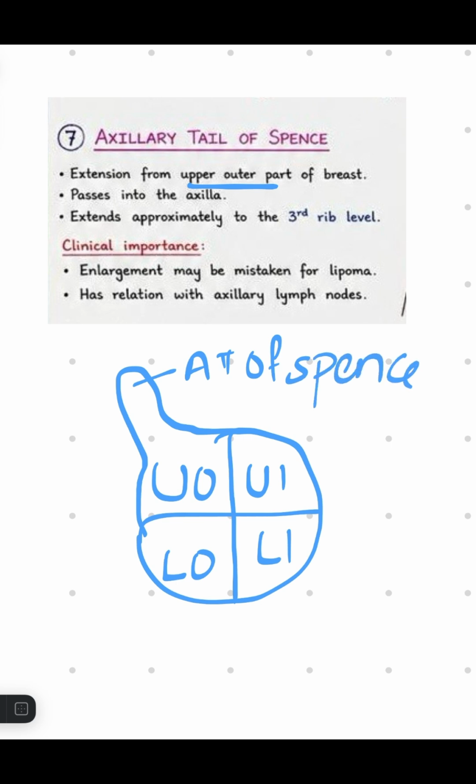And here lies the foramen of Langer. Next, what is its clinical importance? As it lies in the axilla, it may be mistaken for a lipoma. It also has a relation with axillary lymph nodes, mainly the anterior axillary lymph nodes.